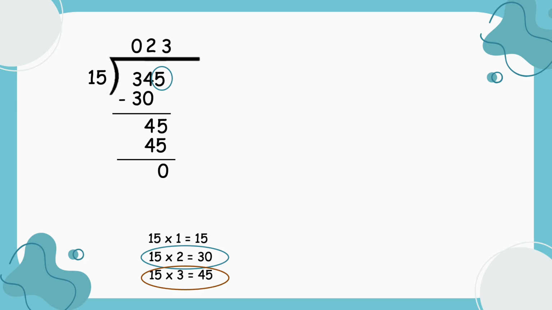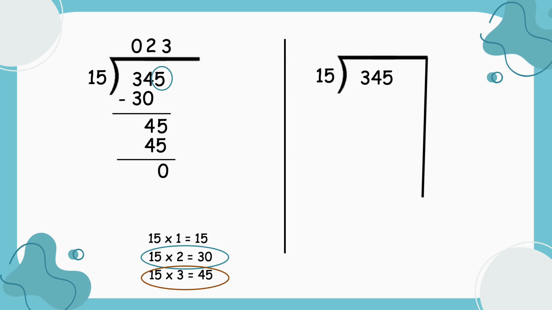Now let's move to the second method, which is partial quotient. In this method, we subtract large, easy chunks of the divisor until there is nothing left over. We're just going to use friendly numbers by using our knowledge of base 10.